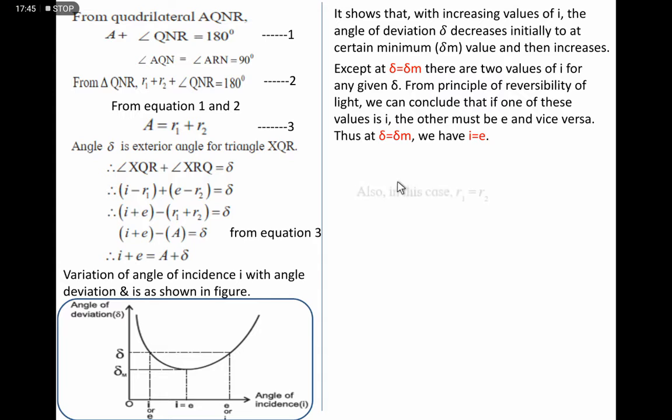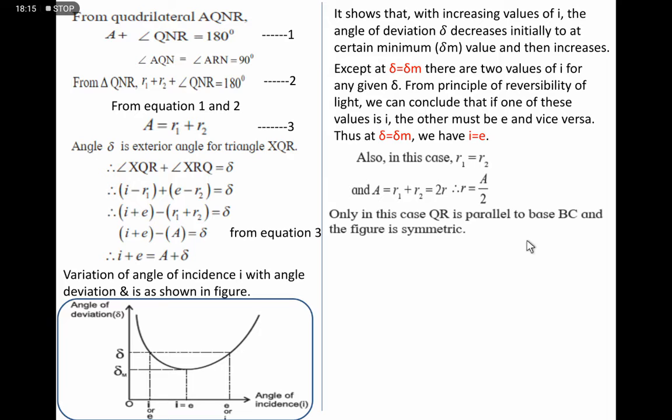So the next part is very simple. At the path of reversibility, R1 is equal to R2, I is equal to E, delta is equal to delta M. Therefore, we write A is equal to R1 plus R2 is equal to 2R. R1 is equal to R2 is equal to R. Now the refracting angle is R, and this becomes R plus R, therefore it is 2R. R is equal to A by 2.